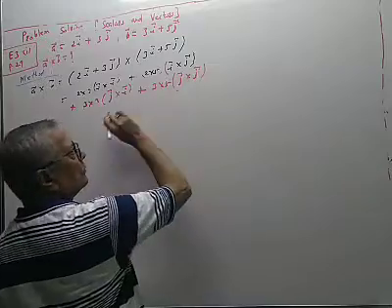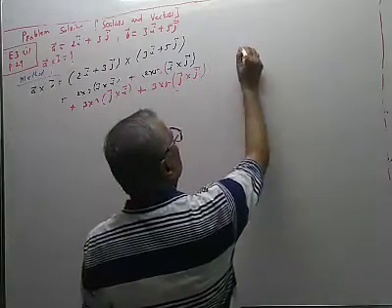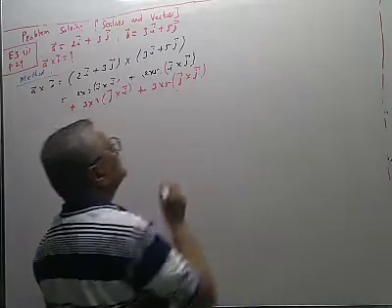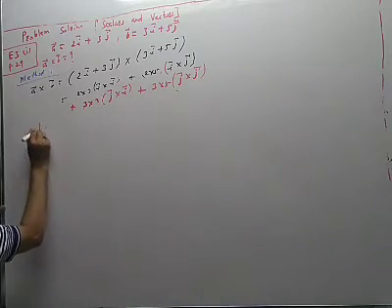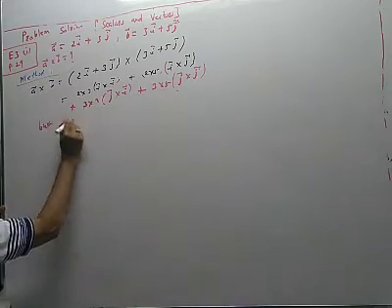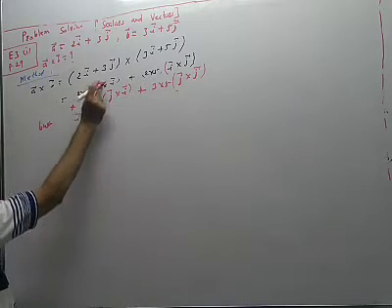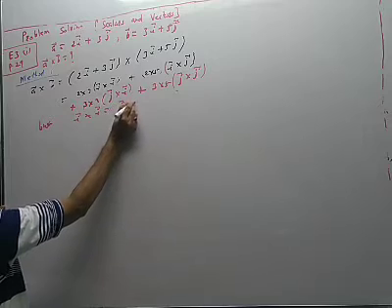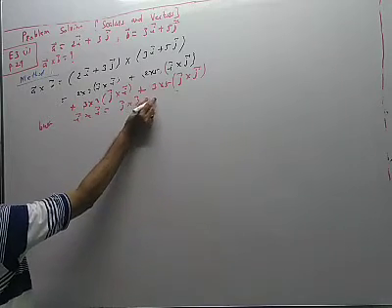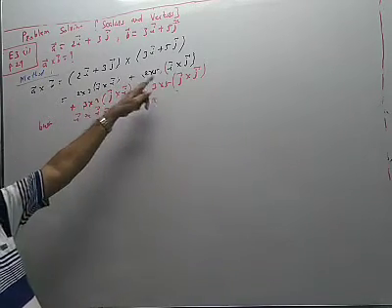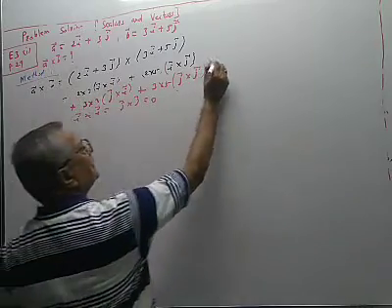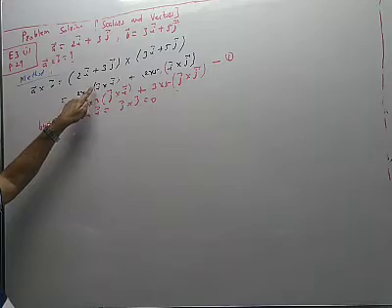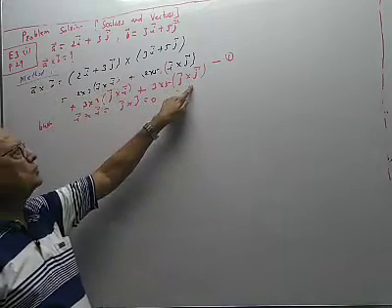So we know the properties of the rectangular unit vectors. What are the properties? i cross i is equal to j cross j is equal to 0. So out of the 4 terms in equation 1, 2 terms become 0, this will become 0, this will become 0.